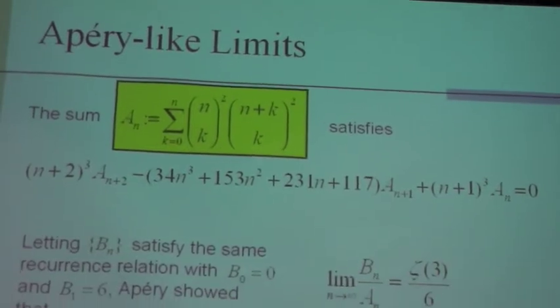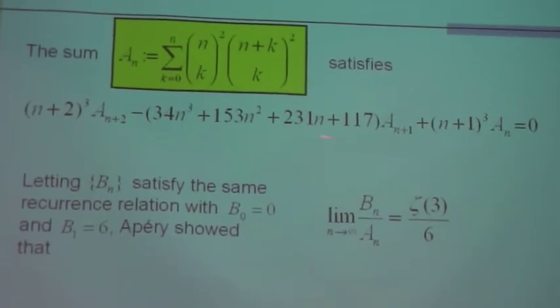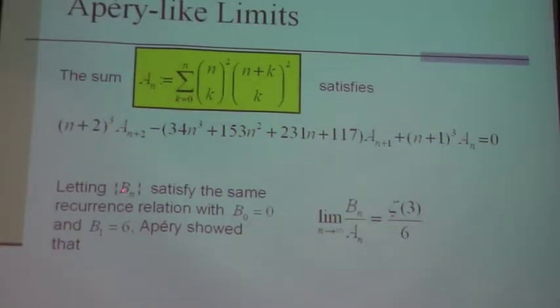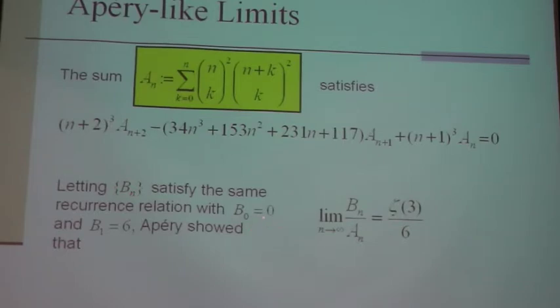Then he looked at a corresponding sequence which satisfied the same difference equation, we'll call it B sub n, where my 2 initial conditions are B0 equals 0 and B1 equals 6. So this generates a unique sequence via this difference equation. And if you take the ratio of these terms, it approaches zeta 3 over 6. This was something that Apéry showed in his proof.